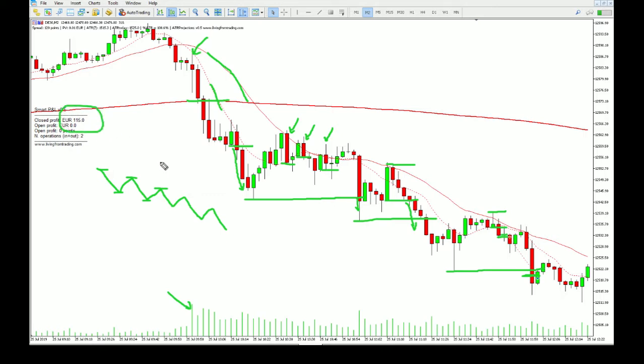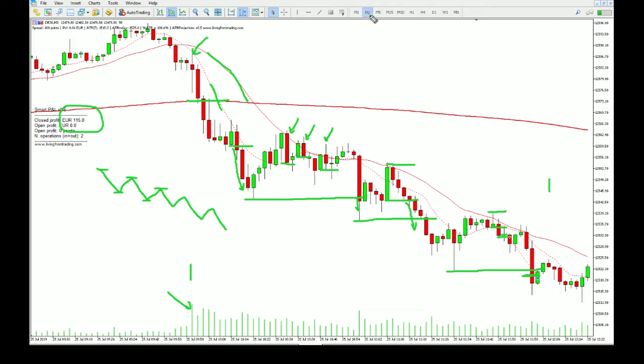This is not a big account. This is a small account that I use in the trading room to trade with my students. And you can see that we had a lot of opportunities during this downtrend. This was just around 2 hours of trading, from the beginning until here.